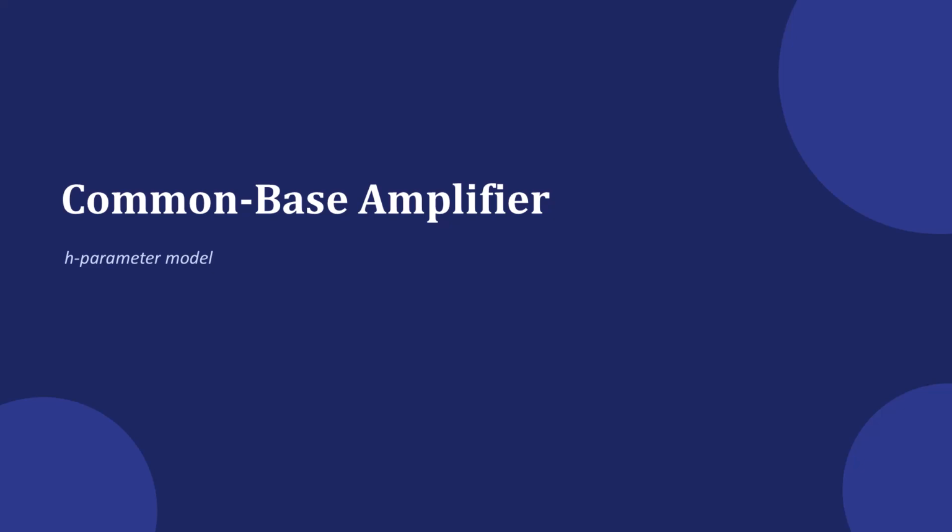Welcome everyone. In this lesson, we are going to study the common base amplifier, one of the three basic amplifier configurations you will meet in electronics alongside the common emitter and common collector configurations. We'll analyze it using the H parameter model, which treats the transistor as a small linear two-port network defined by 4 parameters. By the end of this lesson, you will be able to work out the current gain, voltage gain, input impedance and output impedance of a common base amplifier from first principles.